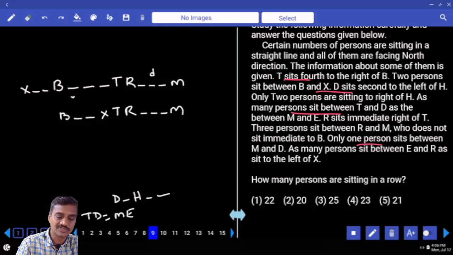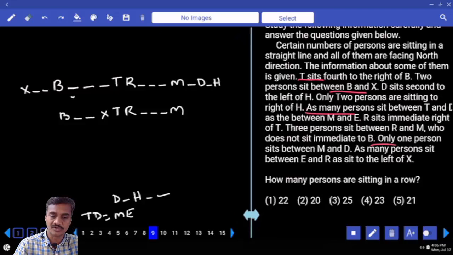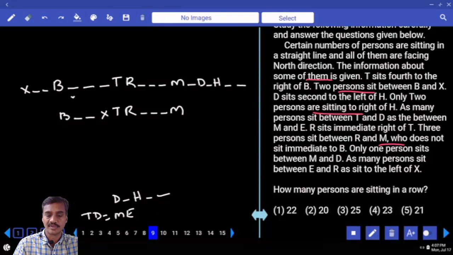Then if you take D at this place, and H is second to the right, it is not possible. Hence D cannot be to the left hand side of M. Hence D is here and H is here and there are only two persons to the right hand side. Then again coming back to this one, only one person between M and D. Again D is here and H is here, there are two persons. As many persons to the left of E and R sit to the left of it, in between E and R.